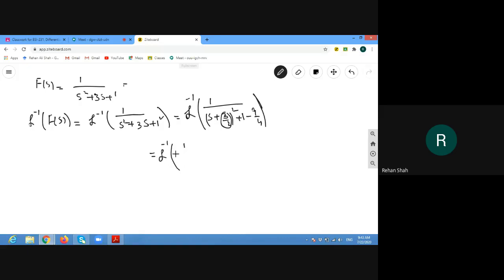So you will write L inverse of 1 over s plus 3 by 2 whole square. What is 1 plus 9 by 4? This is 5 by 4. So you can write this 5 by 4 as square root 5 by 2 square. आप लिख सकते हैं इसे? Minus, sir. नहीं, yes, minus. Yes, this is minus. So लिख सकते हैं ना?